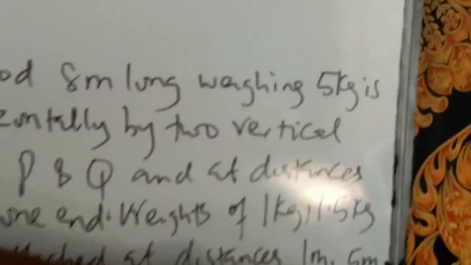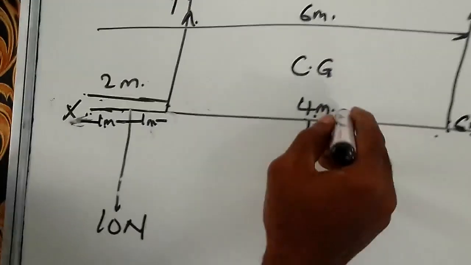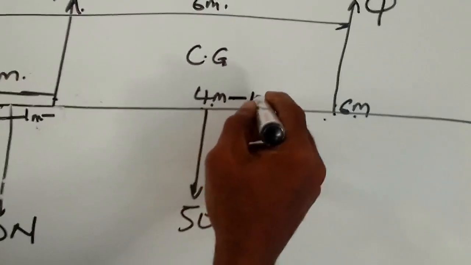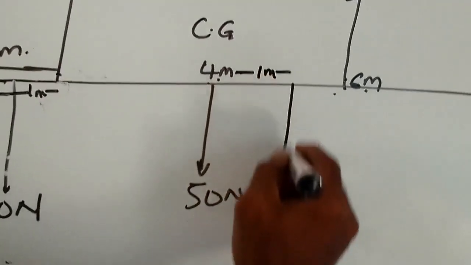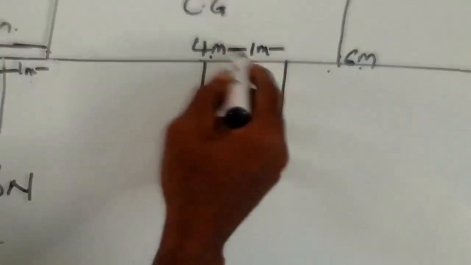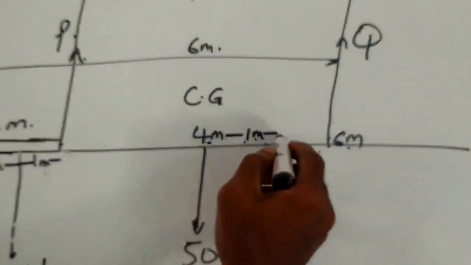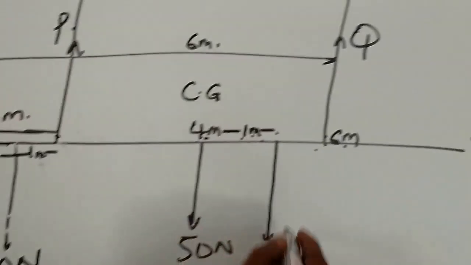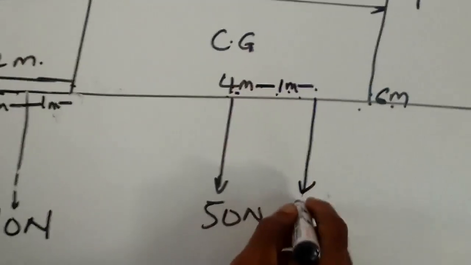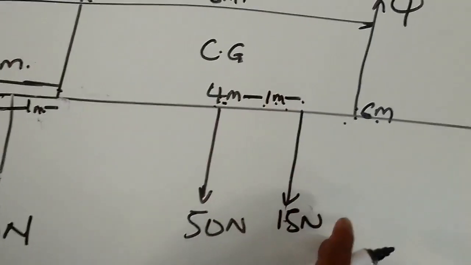The other weight of 1.5 kg is attached 5 meters from the same end. Where we have 5 meters, this is 4 meters, the middle. If I add an extra 1 meter to it, I now have 5 meters. So the weight we're going to have here is 1.5 kg, which is 15 newton, multiplying by 10 to convert to newton.